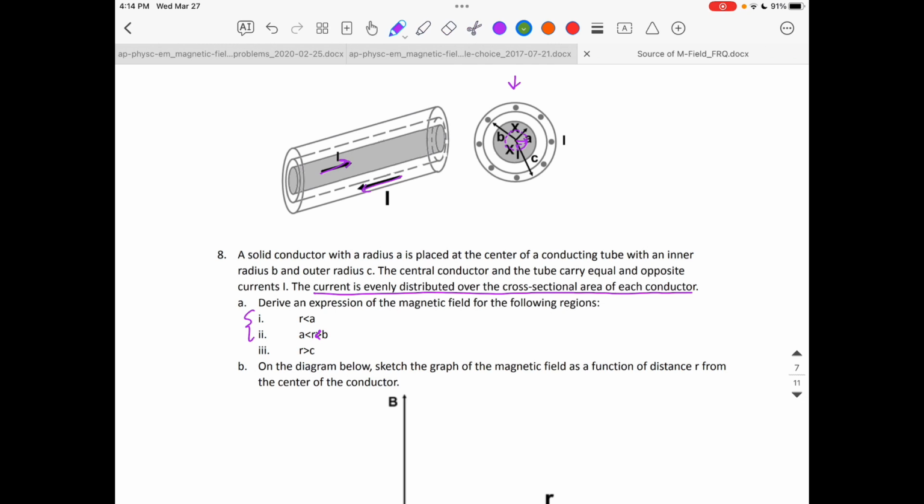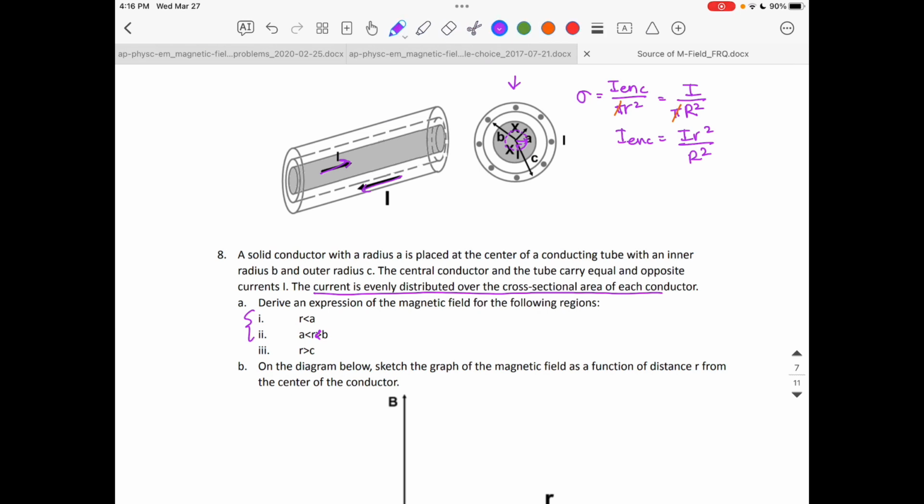And because it is a loop that is within the wire, we need to figure out what I enclosed is. So the fact that the current is evenly distributed means that I enclosed over the cross-sectional area, which is pi r squared, is equal to the full current over the entire area, which is I over pi big R squared. Now, I simplify this and get I enclosed is equal to I little r squared over big R squared.